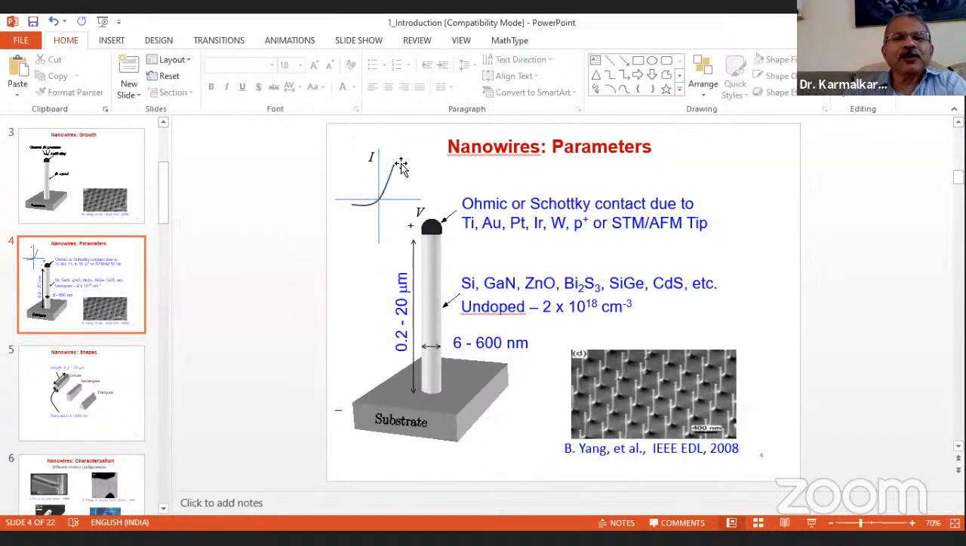So if you get a current voltage curve like this, you can see that for positive voltage, current is high, and for negative voltage, current is low. So this is a nonlinear current voltage curve, right? And rectifying. Now, Schottky is the name of the scientist who gave a theory explaining why a current voltage curve is rectifying like this. That is why that contact is referred to as a Schottky contact. This is the difference between ohmic and Schottky.